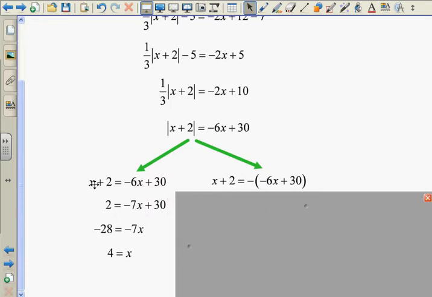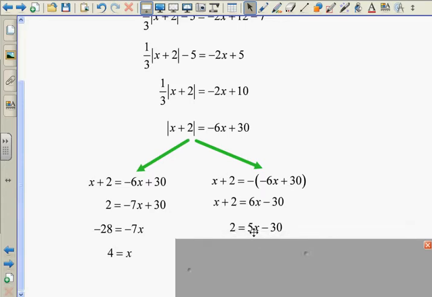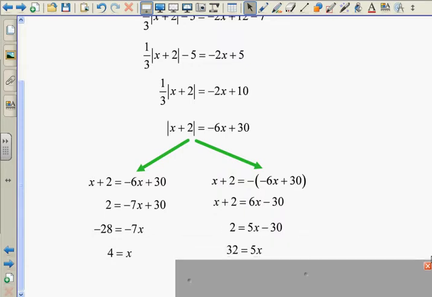First thing I did was subtract my 1x over to the -6, which caused the -7. Then I subtracted my 30 from the 2, which caused the -28. Then divided by -7, which caused the +4. Okay, so that's one answer. And then on this side, first thing we need to do is distribute through this negative, which causes a +6x and a -30. Again, subtract your x over from the 6x, which leaves us with only 5x. Add the 30 to the 2, now we have 32, and then divide, and so we've got x equals 6.4.